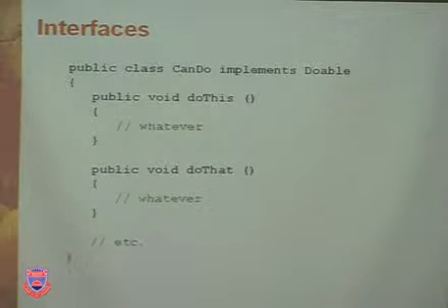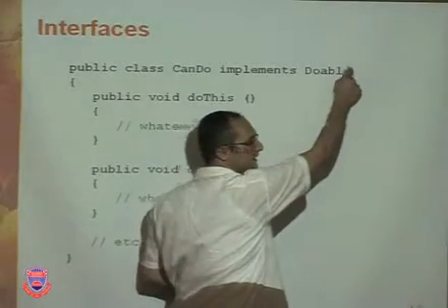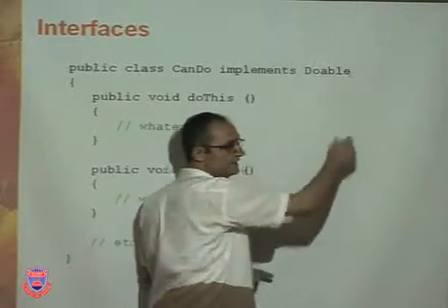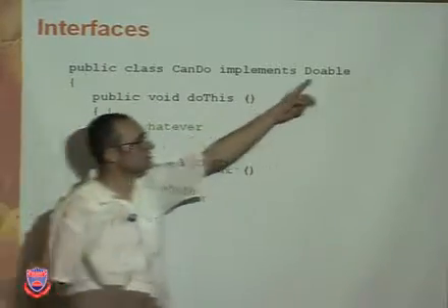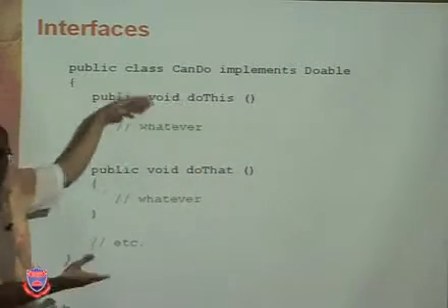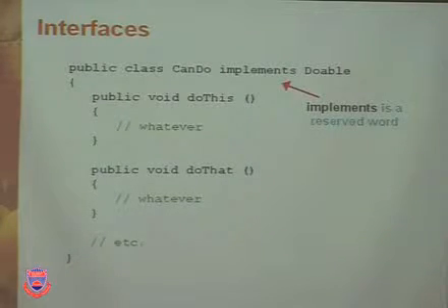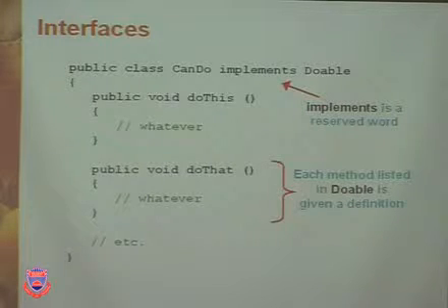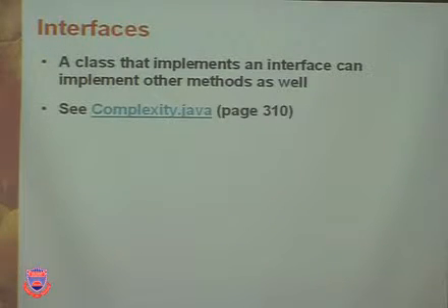Any question? And I could have, in addition to this, implements Doable, comma, and then another interface. Then in that case, if that second interface has 2 methods, I will have 4 for this Doable, and then for the second interface, I will have the 2 additional methods I have to implement for sure. Any question? So implements is a reserved word. Each method listed in Doable is given a definition. So you have to define and explain what is done in the application.